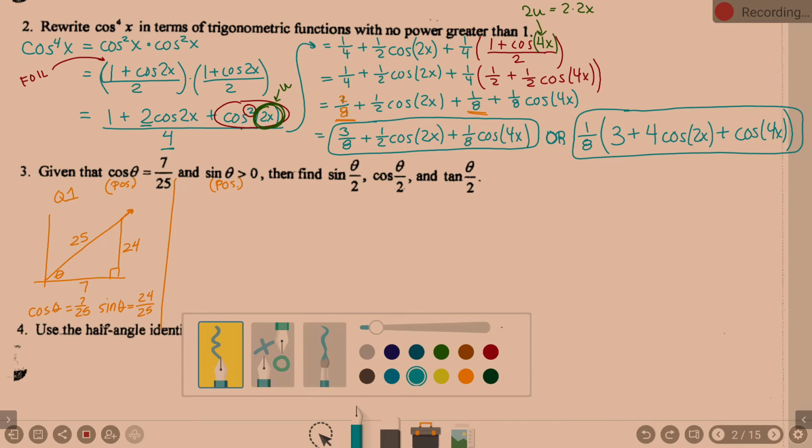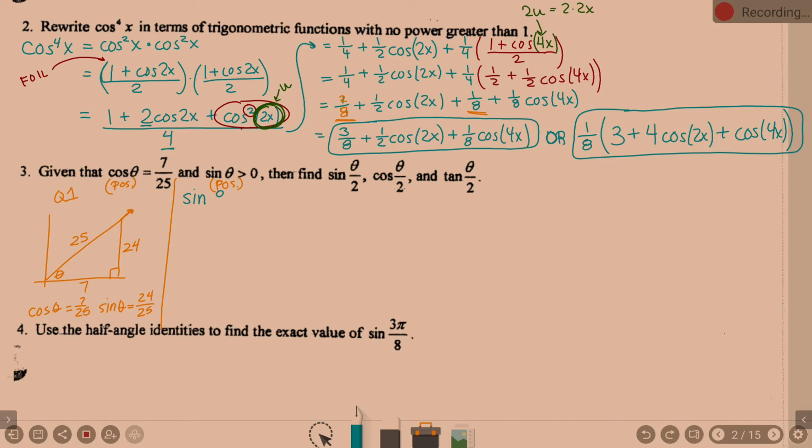Okay, so we're being asked to find sine of theta over 2. Okay, guys, what about sine of theta over 2? Plus or minus the square root.